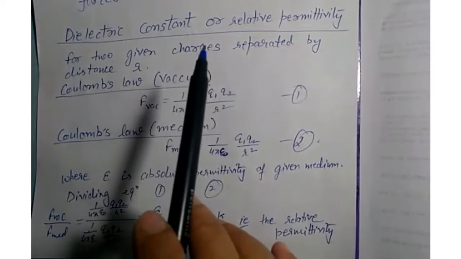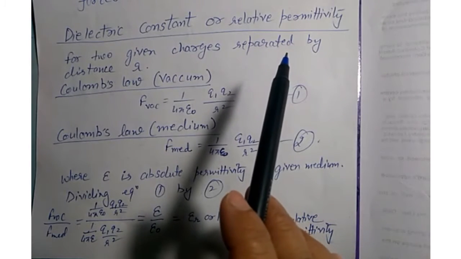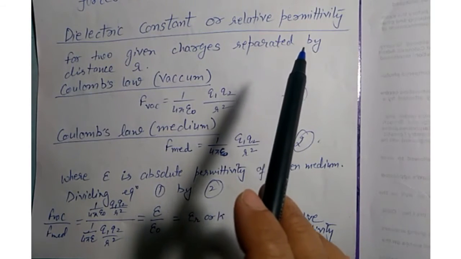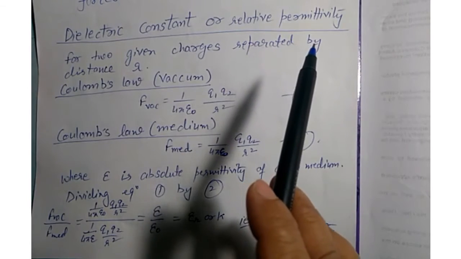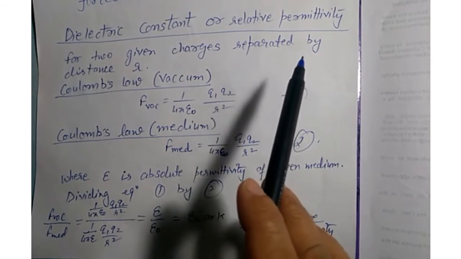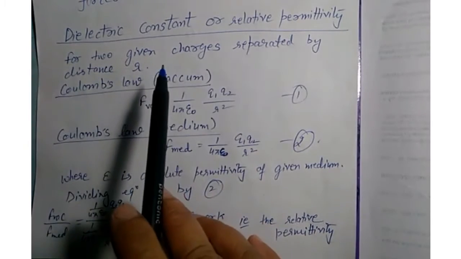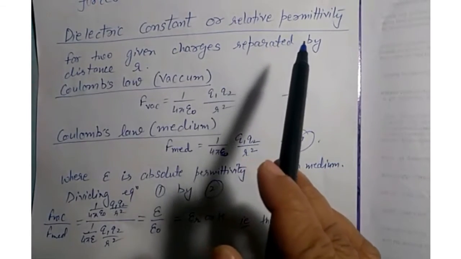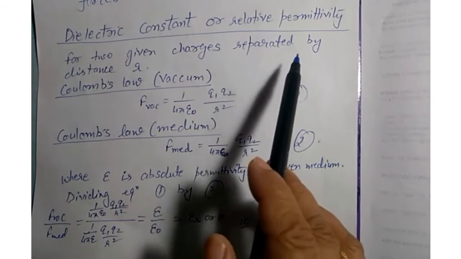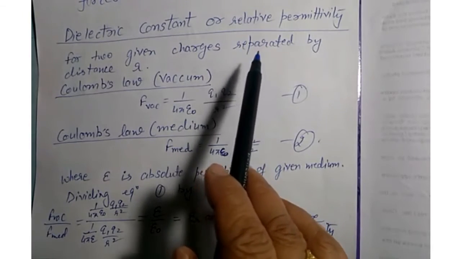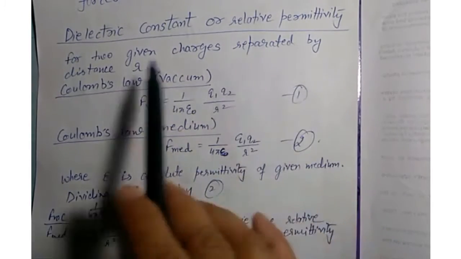So what is this relative permittivity? As the name suggests, permittivity is to permit something. So here the permittivity is to permit the influence of one charge on the other.